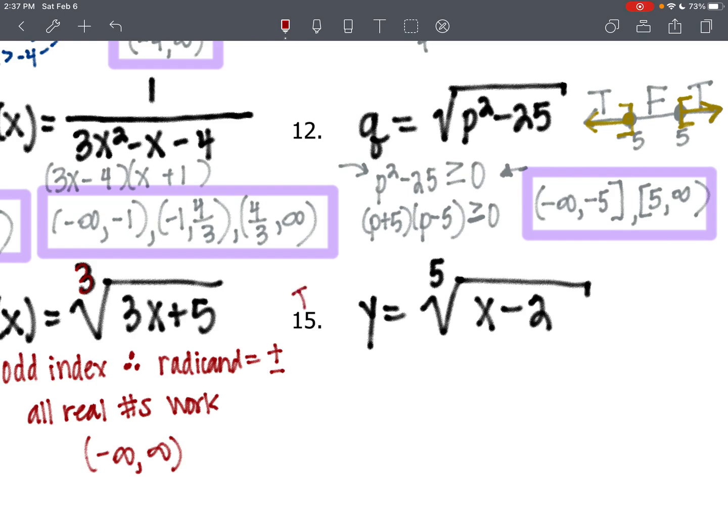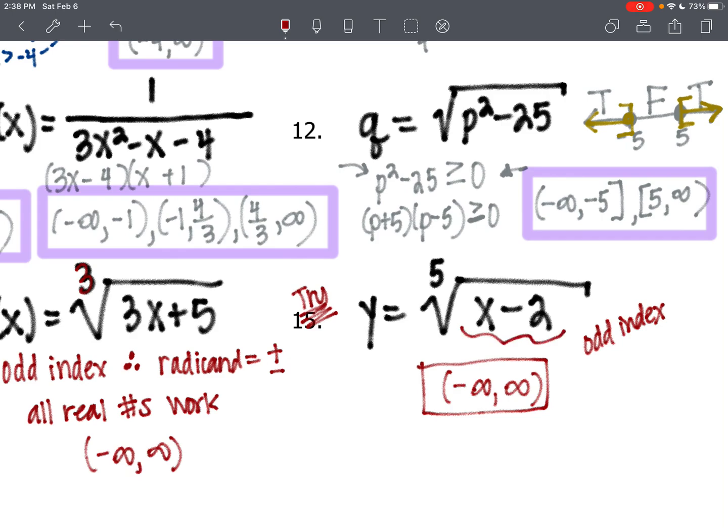Okay, welcome back. This was a try. Looking at number 14, you probably said, well, it's negative infinity to positive infinity, but think about why. It's negative infinity to positive infinity because it has an odd index, and x minus 2 can be positive or it can be negative. It can be any real number. Therefore, watch, x minus 2 has to be less than infinity but greater than negative infinity. It can be any value in between.